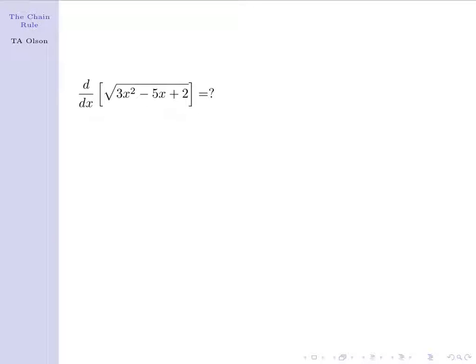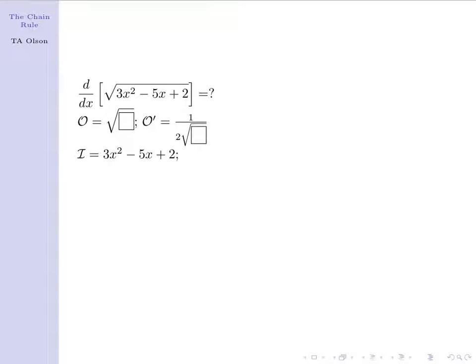minus 5x plus 2? So in this case, our outside function is going to be the square root, and the inside function is going to be this polynomial, 3x squared minus 5x plus 2. All right, so our outside function is the square root of blah. The derivative of the square root, which is our outside function, so that's going to be O prime, is going to be 1 over 2 times the square root of whatever was inside. Okay, so it's going to be 1 over 2 times the square root of blah.